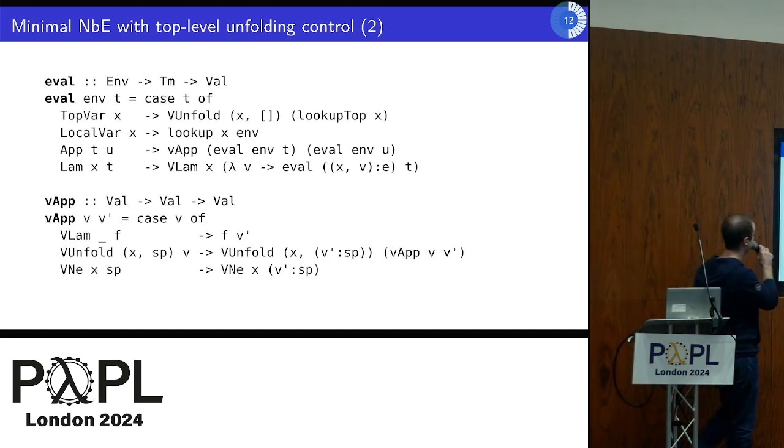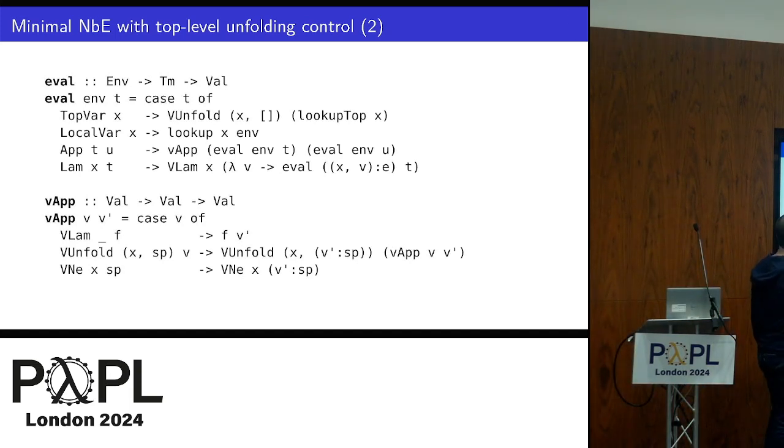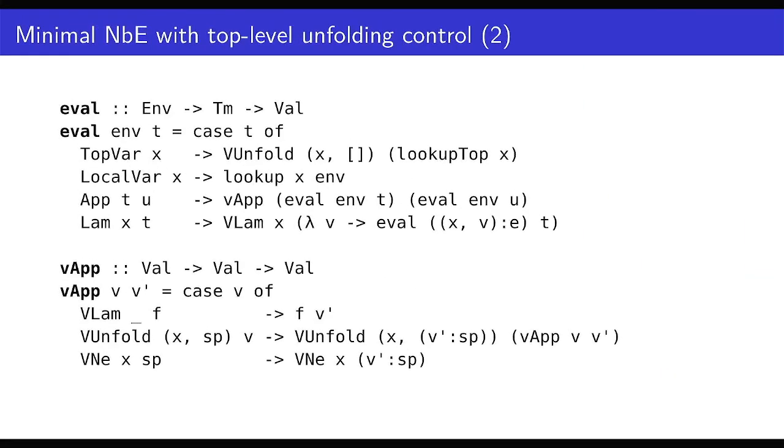And then we can write an evaluator. So we have an environment, we have a term, we do a case on the term. If it's a top-level variable, then we return this delayed unfolding choice. So we just return the top-level name together with an empty spine of applications, and then we lazily perform this top-level lookup. If we have a local variable, we just do a local lookup. So there's some kind of implicit top-level context here that I'm not writing here. If we have an application, we do some kind of semantic application, essentially an application of values to values. If we have a lambda, I just return a closure.